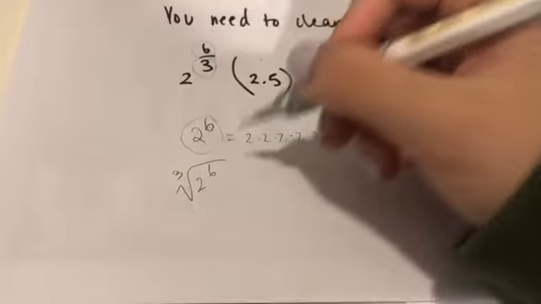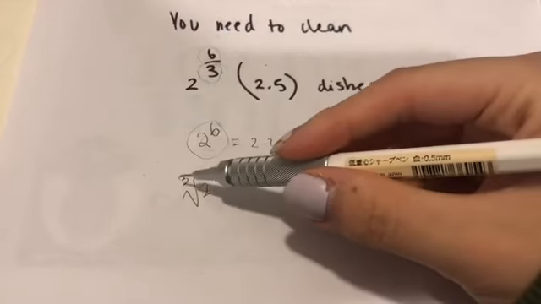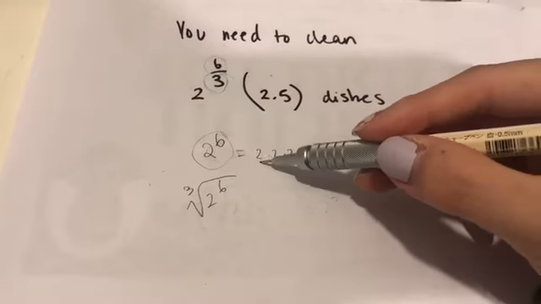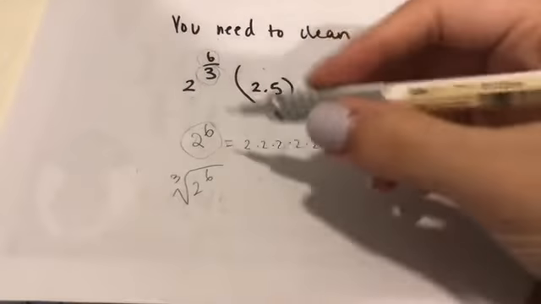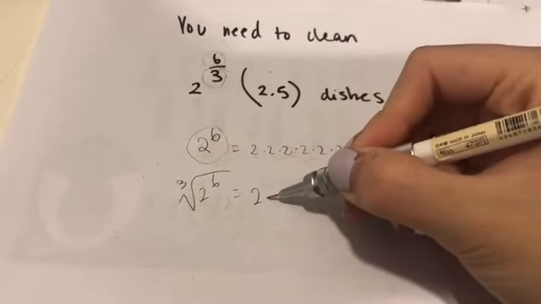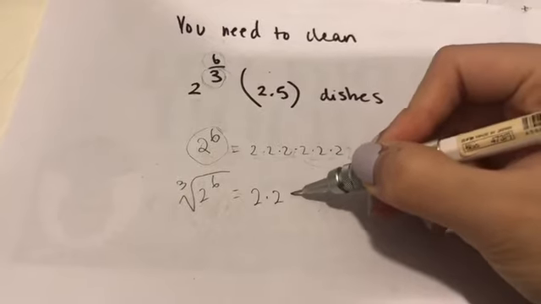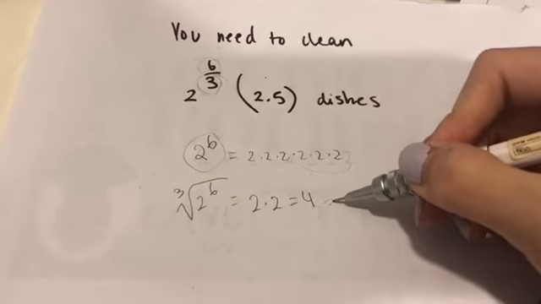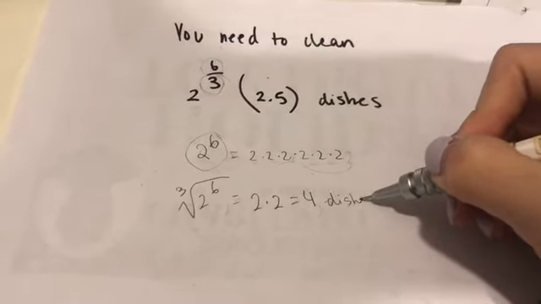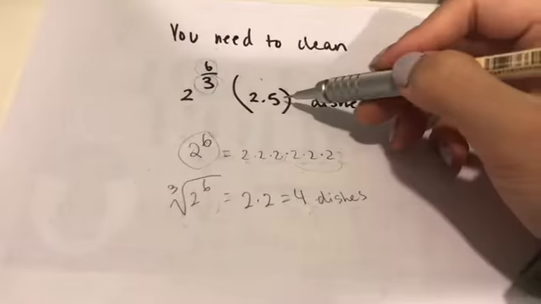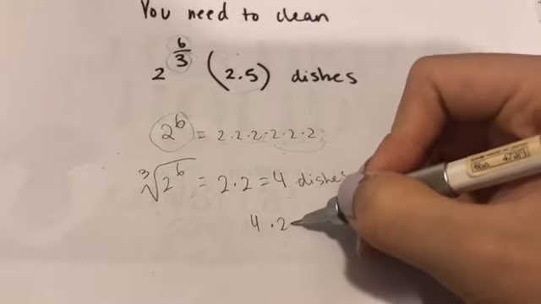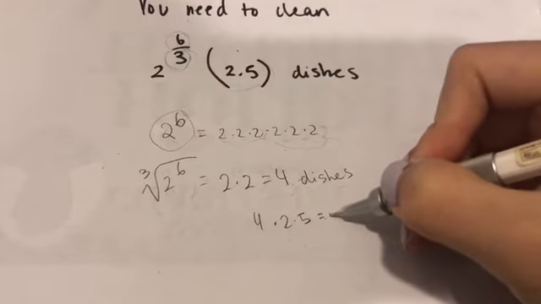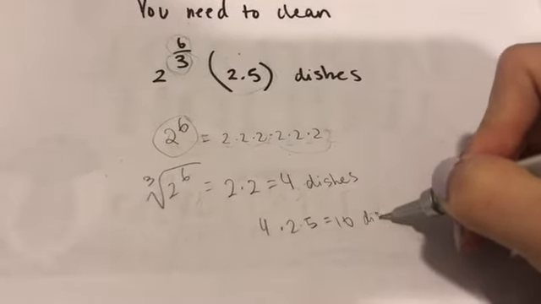So, because this is under the cubic root, we see that there's three 2's over here and another three 2's. So we can also write this as 2 times 2, which equals 4. So 4 dishes, but we're not done yet. It has to be multiplied by 2.5. So 4 times 2.5 equals 10 dishes.